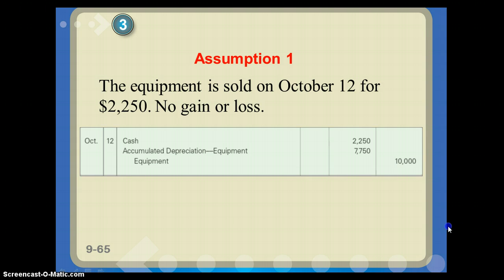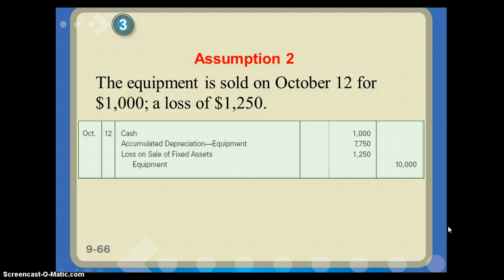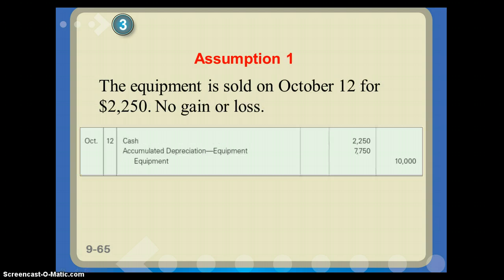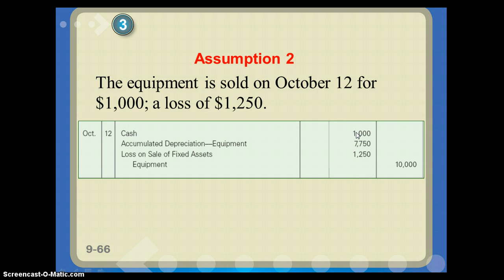The equipment is sold on October 12th for $1,000, a loss of $1,250. So if this is the case and we sell it for $1,000 instead of the $2,250, we again take the $1,000 for cash, and the $10,000 has to come out of equipment. The accumulated depreciation is still the $7,000 for the first 7 years, and the adjustment of $750 for the next year. So you'll see debits have to equal credits. We'll see we have a loss here that's going to debit that loss for the difference between the two.